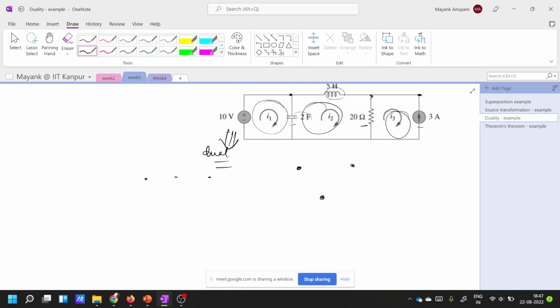Now let's say that this loop is replaced by this node. Let me call this loop 1, and this node 1. Now this mesh, suppose this is designated as 2, so I'll call this node 2. These are duals of each other. Now this mesh is covered by 3, so I'll call this node 3.